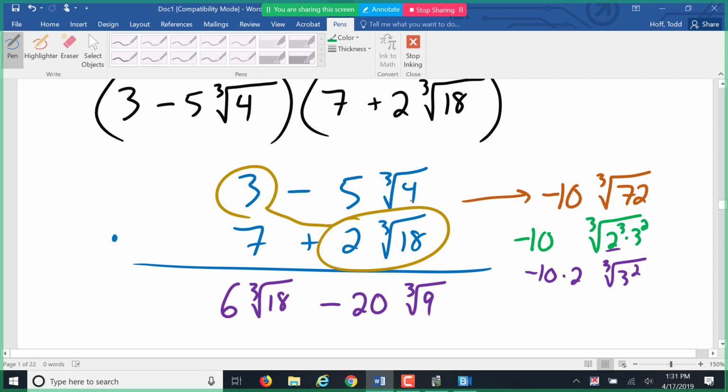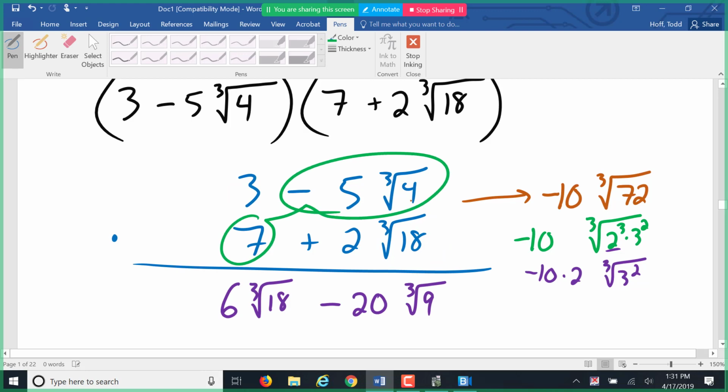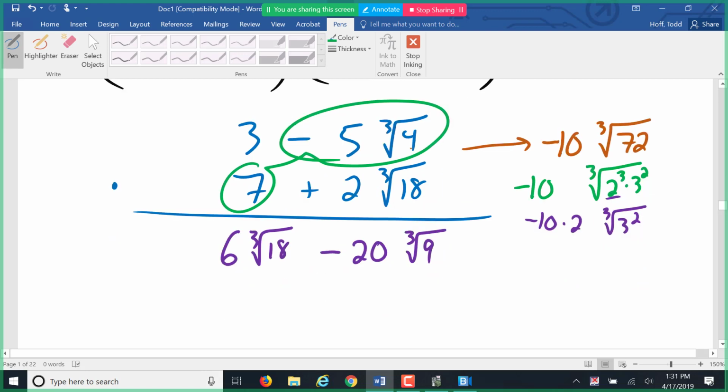Time to move over to the 7. 7 times negative 5, third roots of 4. Well, 7 times negative 5 is negative 35. It's going to be the third root of 4, though. So again, I have to keep going. That's a positive 6. Negative 35 times the third root of 4. And then I got 7 times 3, which is just 21.